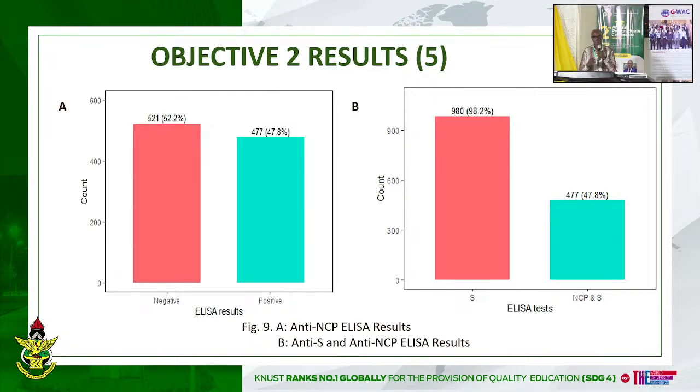Of all these, we also matched the results to see those who have S only, 98.2%, and those having both NCP and S, 47.8%. And we'll follow up on all these participants to know how long their immunity lasts, or how long the antibody titer will last, and also check if there's any difference in seroprevalence between the urban and the rural.